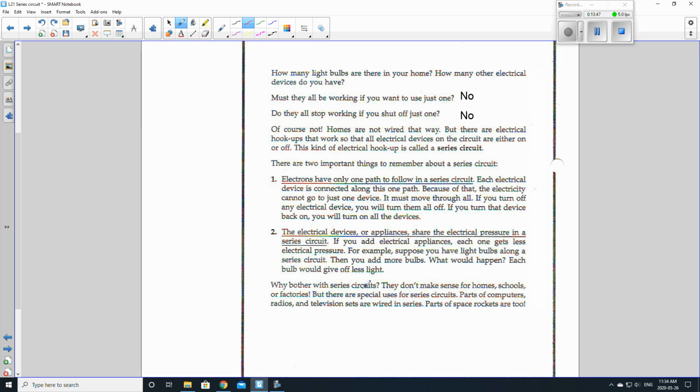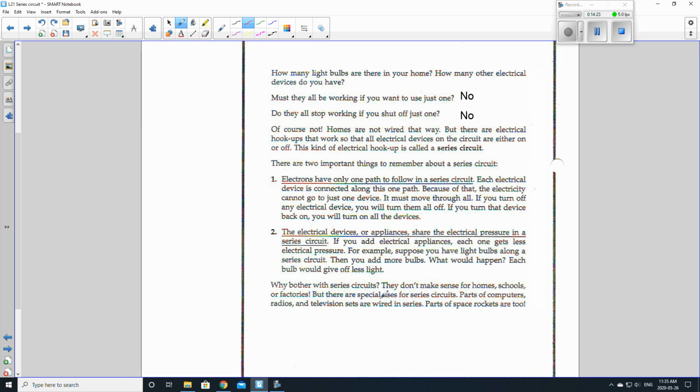So why bother with series circuits? They don't make sense for homes, schools, and factories. Can you imagine if when I turn off my microwave, then my lights turn off, my washer and dryer wouldn't work, my TV shuts off? Or let's say I turned on several light bulbs in my house or in the school, and every time I turned on another light bulb, everything got dimmer and dimmer and dimmer. It definitely does not make sense for homes, schools, or factories.